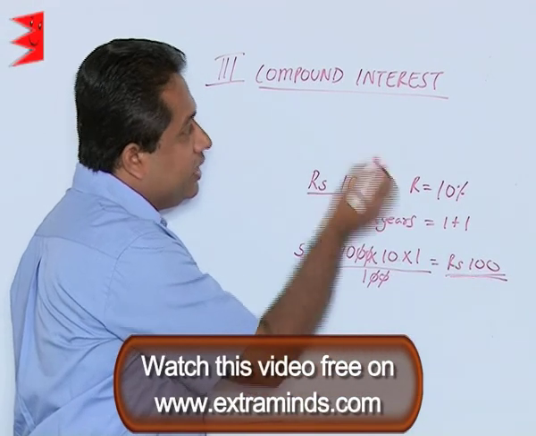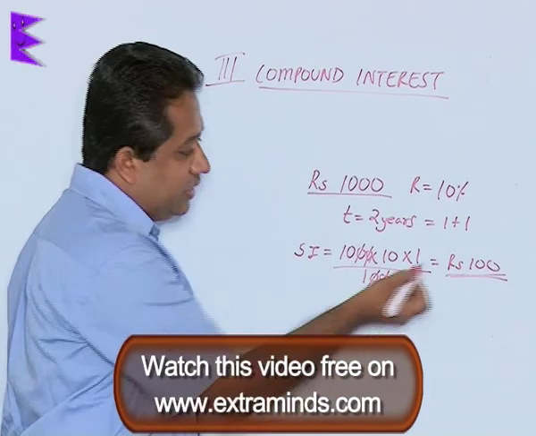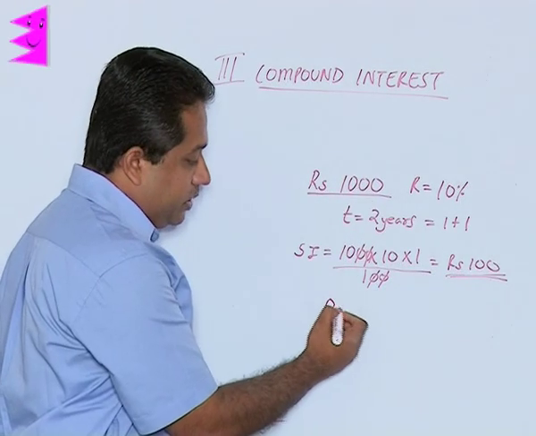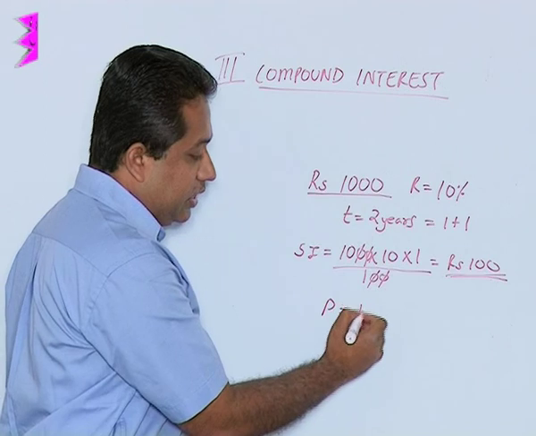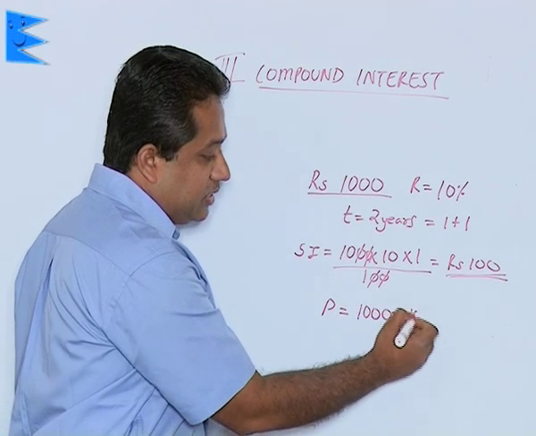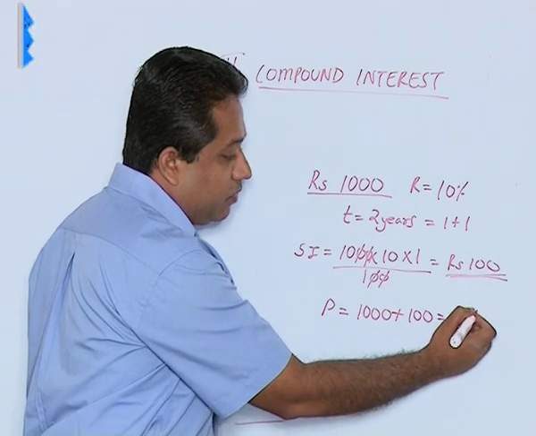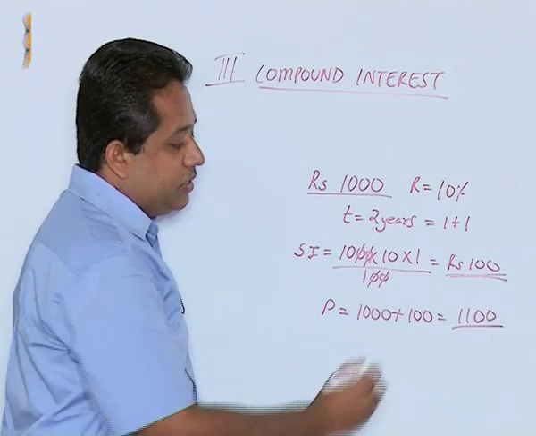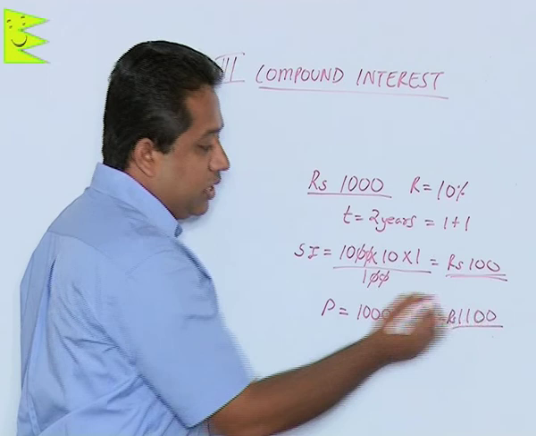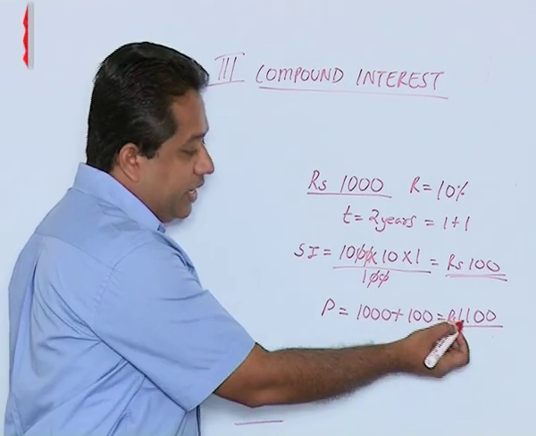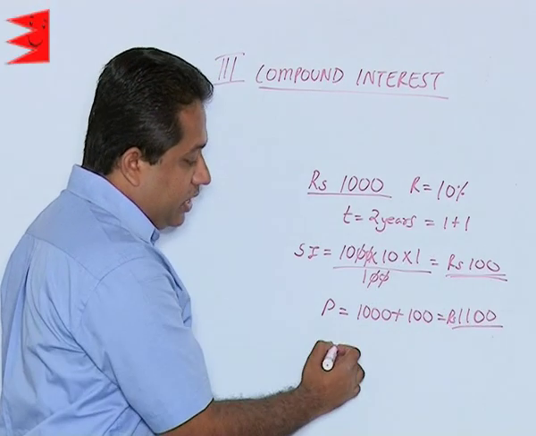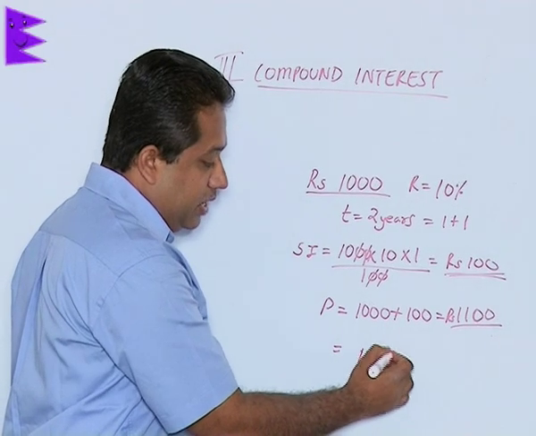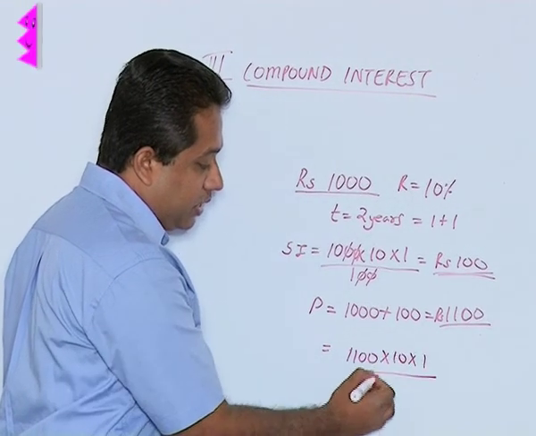Now, what happens in the case of compound interest is that this 100 gets added to your principal. So, now the principal is no longer 1000 rupees, it is 1000 plus 100, so that is going to be 1100. So, 1100 rupees will be your total principal. Now, we can find out the interest that he gets for the second year. So, this is going to be 1100 into 10 into 1 by 100.